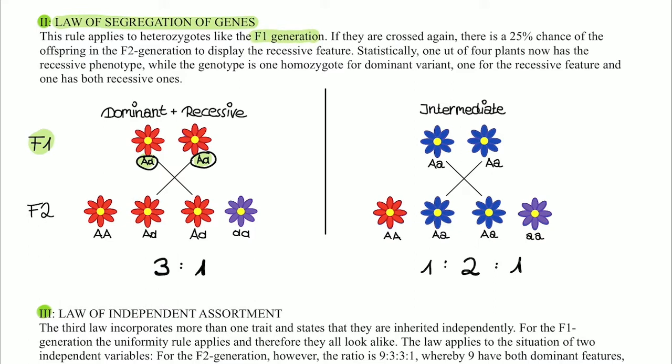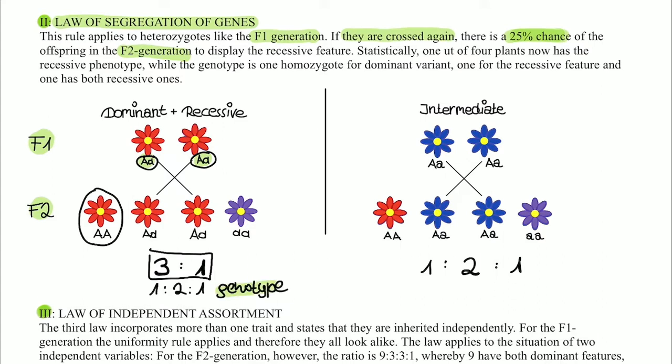So if we're now looking at the F2 generation, we're getting one red one, three red ones and one purple one, which means that 1 out of 4 gets two recessive alleles and therefore displays the recessive phenotype. So the ratio of genotypes is 1 to 2 to 1, but for the phenotype it's 3 to 1 for a dominant recessive model and 1 to 2 to 1 for an intermediate model.